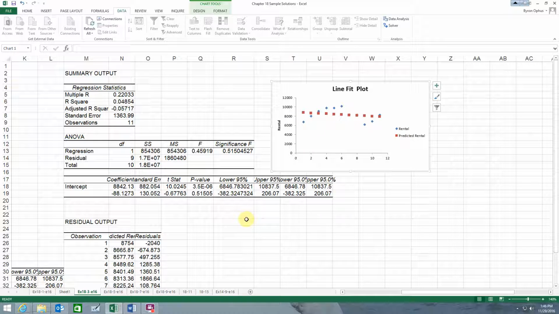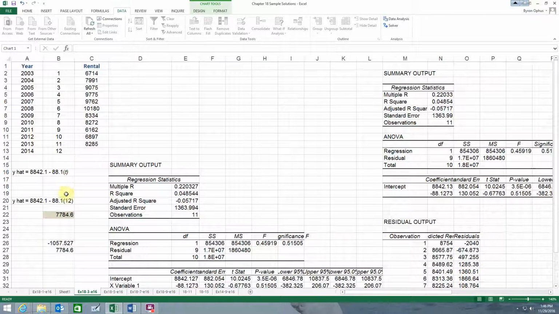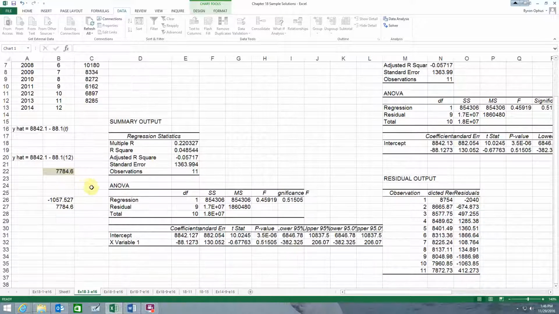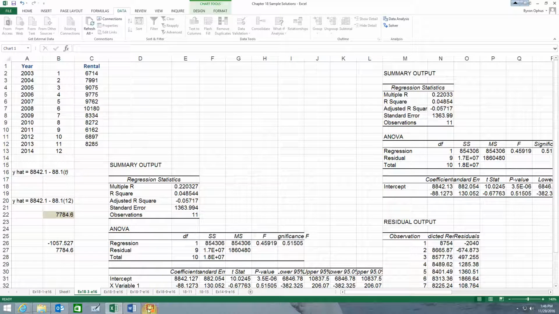We're going to use this a little bit later, so I thought I'd show it to you now. But really for number 4, this is what you need: this equation here and these answers. So there you have 18-4.